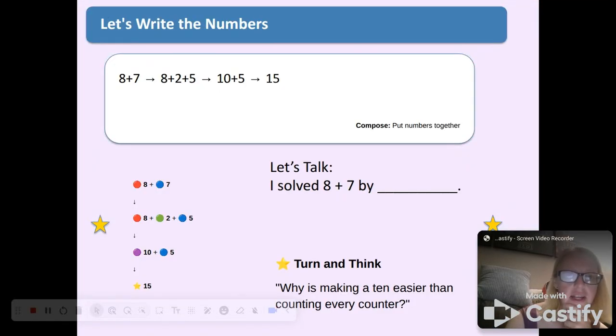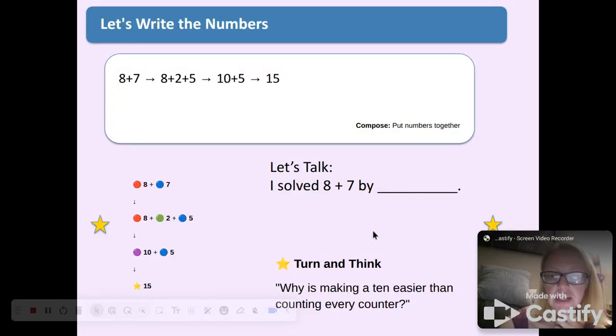Now let's write the numbers. Watch carefully. We have 8 plus 7 becomes the 8 plus 2 plus 5, which then becomes the 10 plus 5. And that equals 15. So that's when we composed. We started putting these numbers together after we decomposed it. We composed it into the 15.